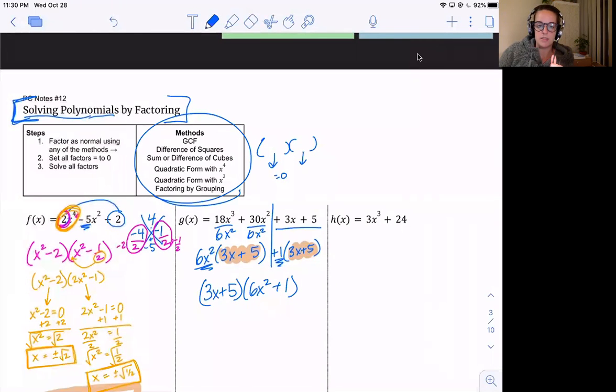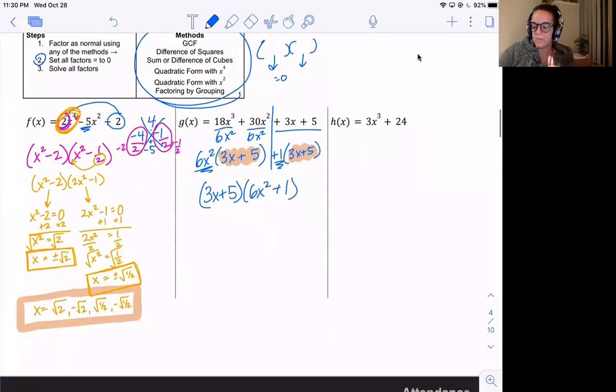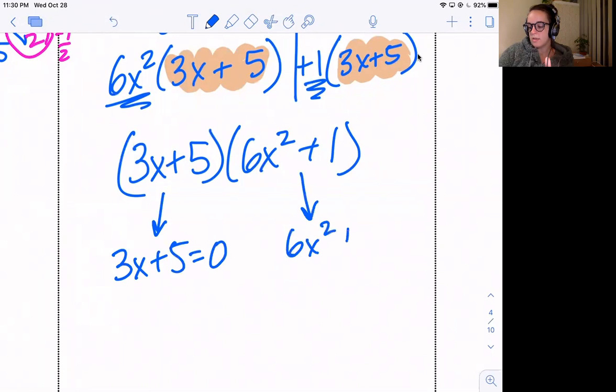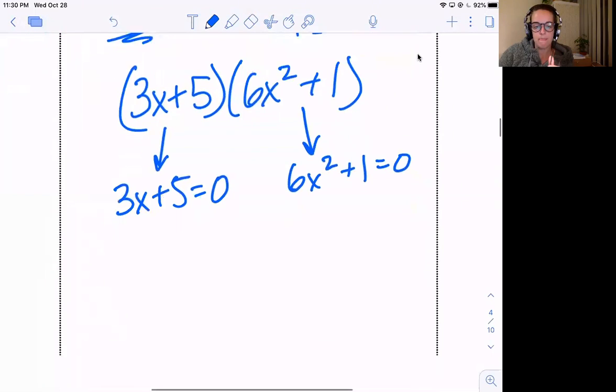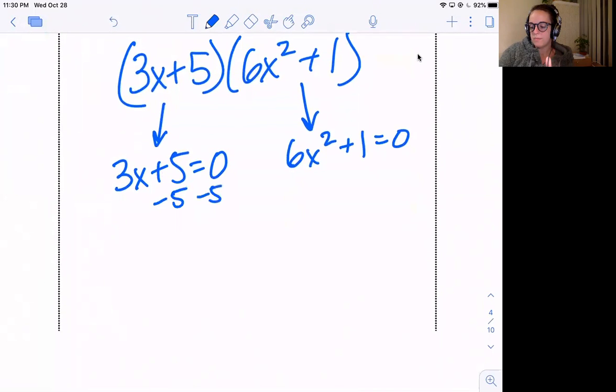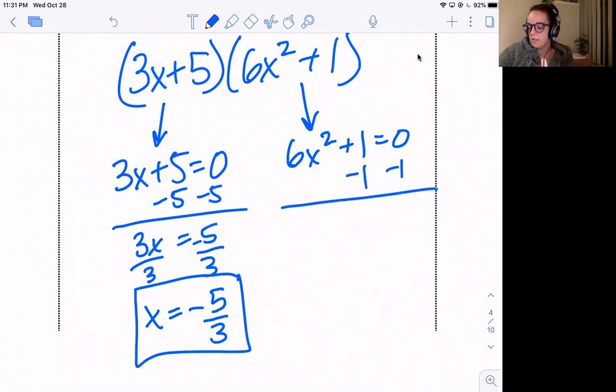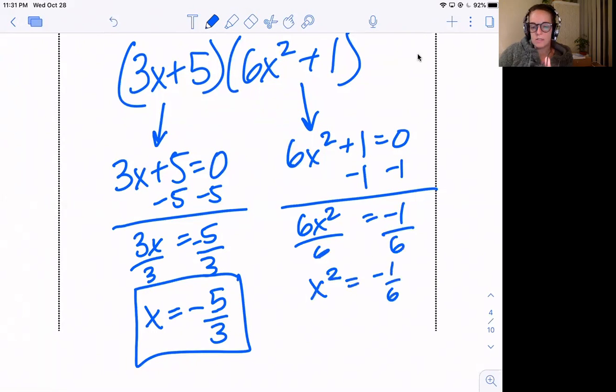Remember that the second step is to set all the factors to 0. So I'm going to say, okay, 3x plus 5 equals 0, and 6x squared plus 1 equals 0. I'm going to subtract 5, divide by 3. So one of my solutions is x equals negative 5/3. And then I'm going to go ahead and subtract 1. 6x squared equals negative 1, divided by 6. X squared equals negative 1/6.